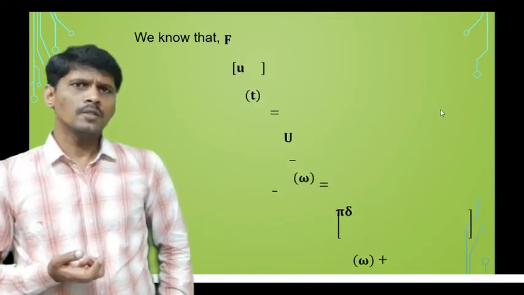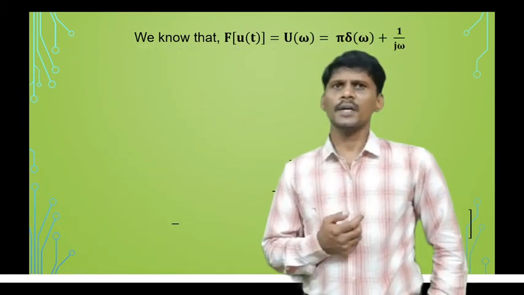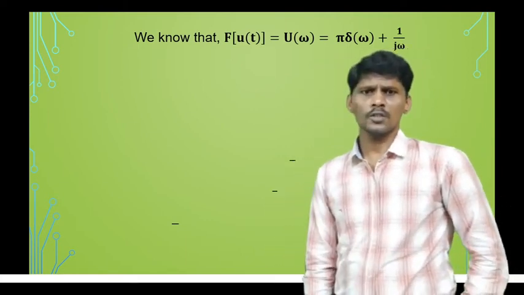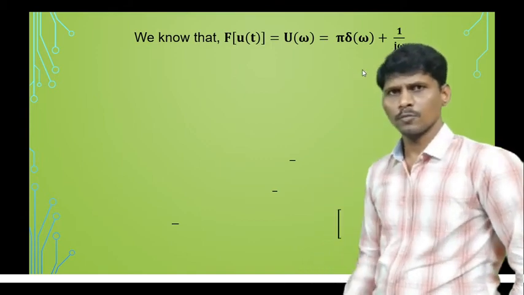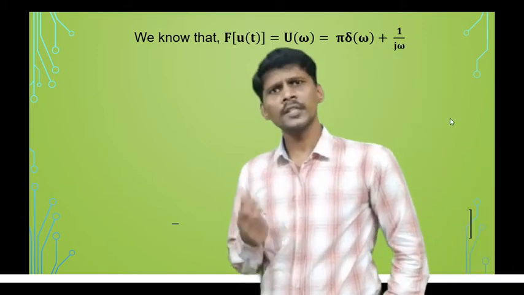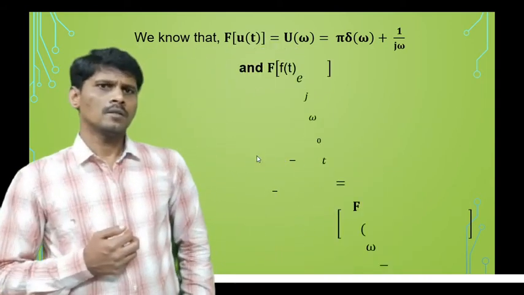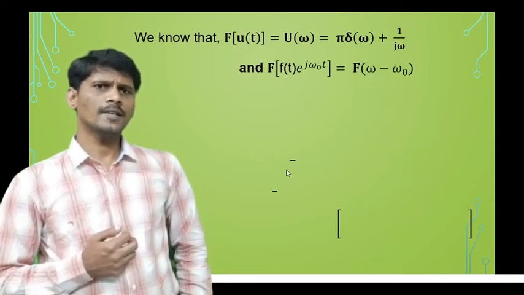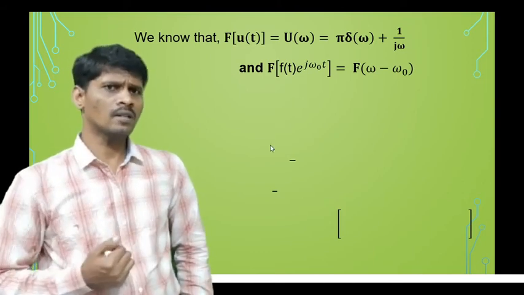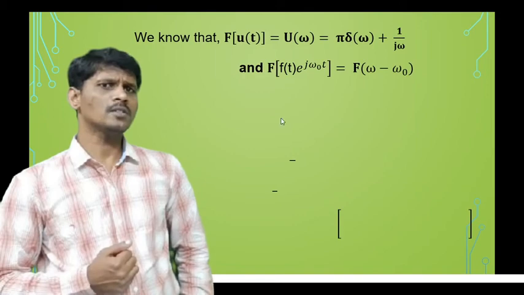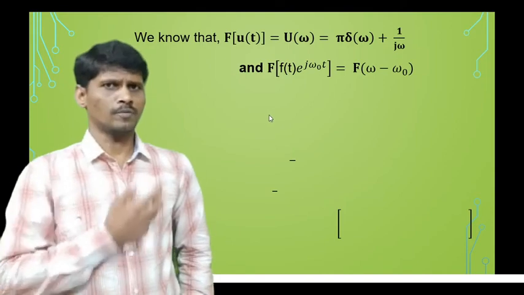We know the Fourier transform of the unit step function. What is the Fourier transform of the unit step function? Pi del of omega plus 1 by j omega. Pi del of omega plus 1 by j omega. The Fourier transform of the unit step signal was already calculated in previous classes. So what is the frequency shifting property? Fourier transform of f of t into e power j omega naught t is F of omega minus omega naught. So using these two standard expressions, determine the Fourier transform of the given waveform.